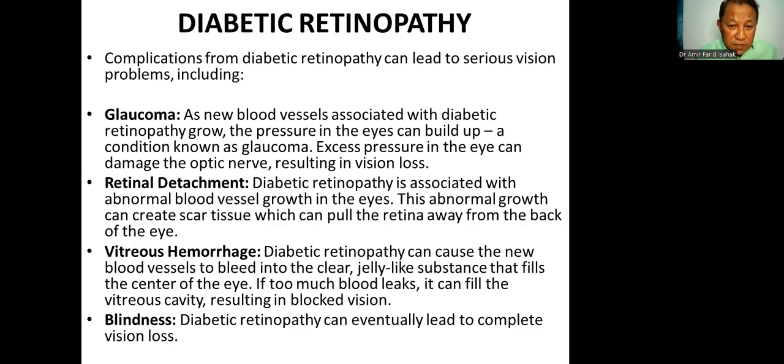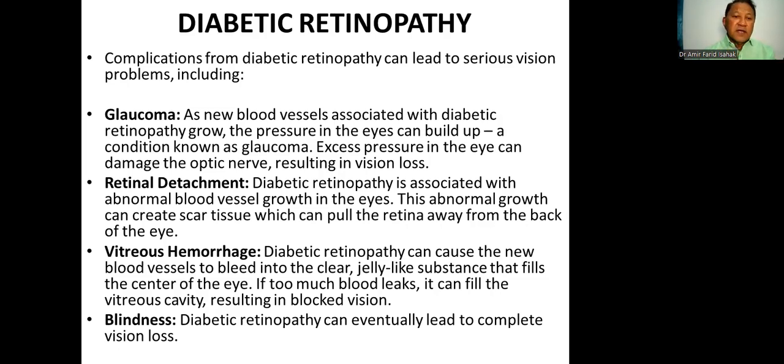So what are the complications from diabetic retinopathy? This condition can lead to serious vision problems. Earlier on, we talked about glaucoma. With diabetic retinopathy, you can develop glaucoma. Already, diabetic retinopathy itself is a major problem. As new blood vessels associated with diabetic retinopathy grow, the pressure in the eyes can build up, a condition known as glaucoma, as explained earlier on. Excess pressure in the eye can damage the optic nerve, resulting in further vision loss.